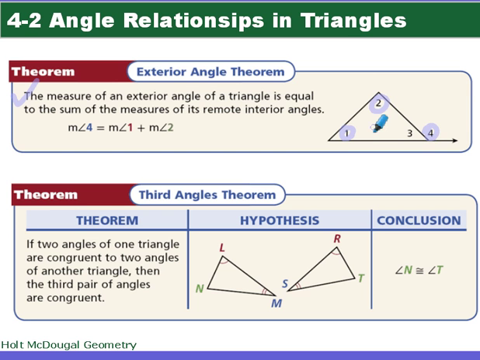The third angle theorem states if 2 angles of one triangle are congruent to 2 angles of another triangle, then the third pair of angles are congruent. So in this picture, we're given these 2 different triangles. We're told that angle L is congruent to angle R, and angle M is congruent to angle S. So therefore, angle N and angle T have to be congruent, and that's our conclusion.